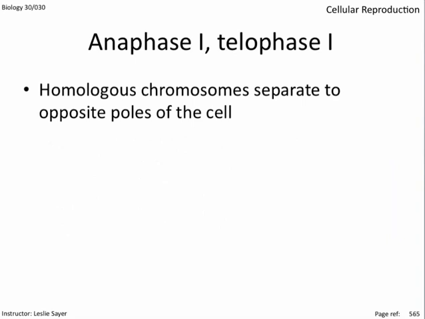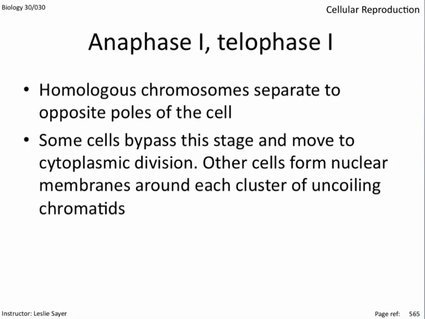Anaphase I, Telophase I. Homologous chromosomes separate to opposite poles of the cell, and some cells bypass this stage and move to cytoplasmic division. Other cells form nuclear membranes around each cluster of uncoiling chromatids. Products are haploid cells. Each chromosome contained within is either a maternal chromosome or a paternal chromosome, not both.